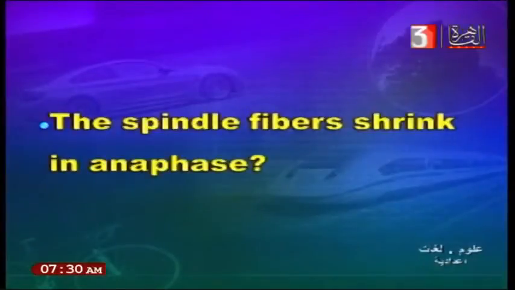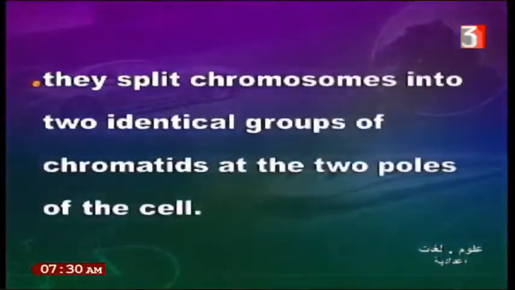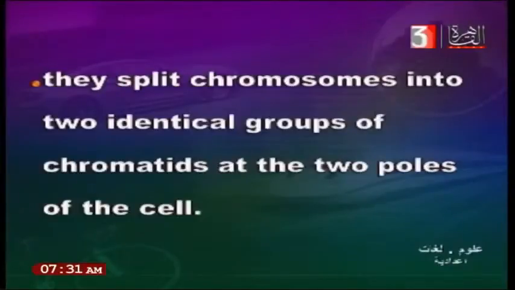Spindle fibers shrink in anaphase. What happened? The answer is they split chromosomes into two identical groups of chromatids at the two poles of the cell that prepare the division of the cell in the final phase, which is telophase, to form two new cells.